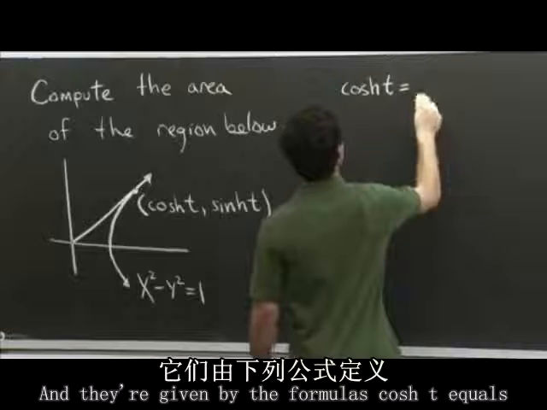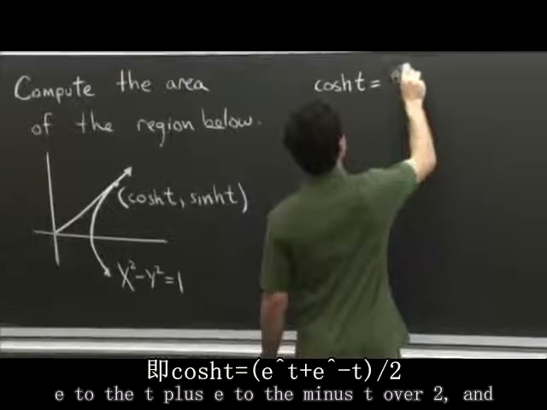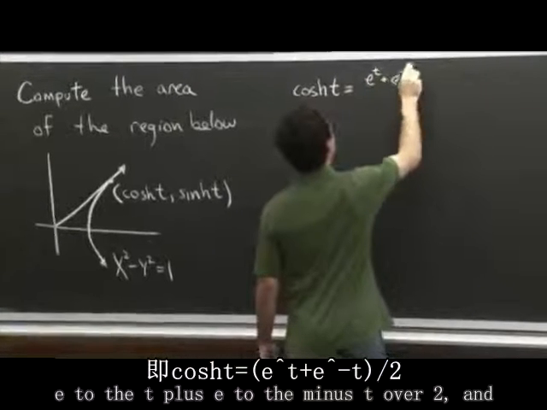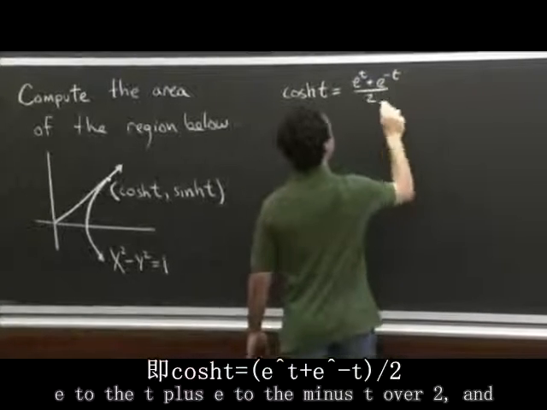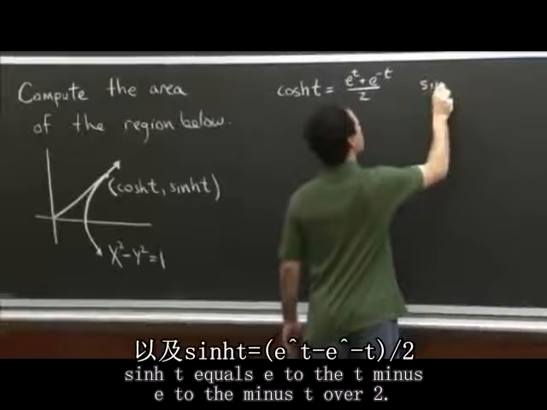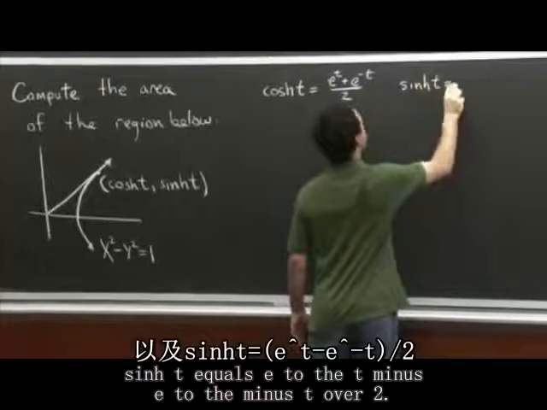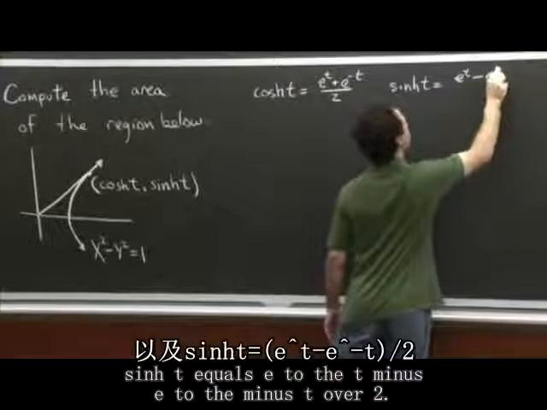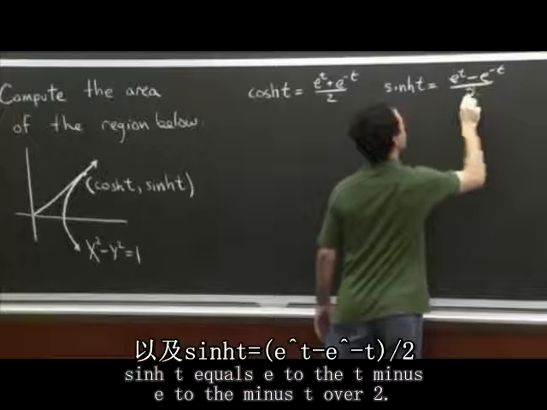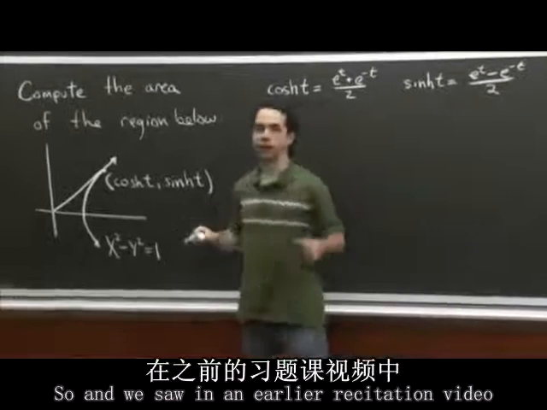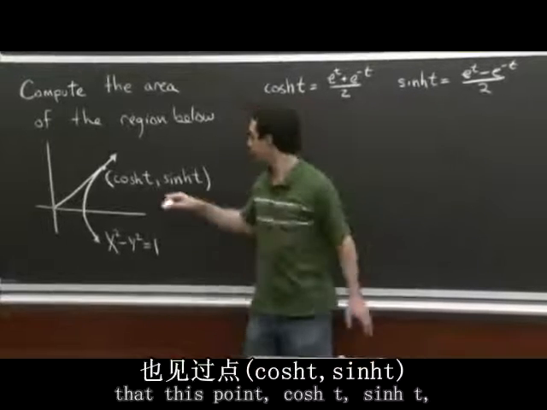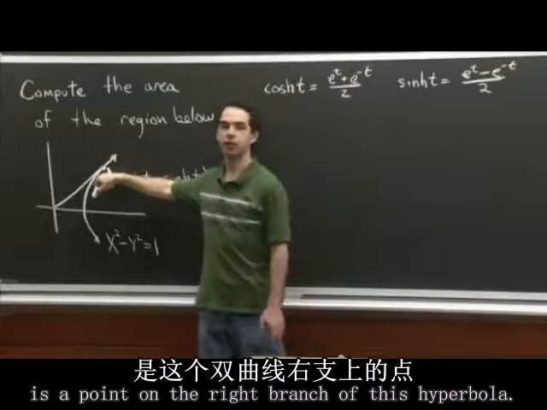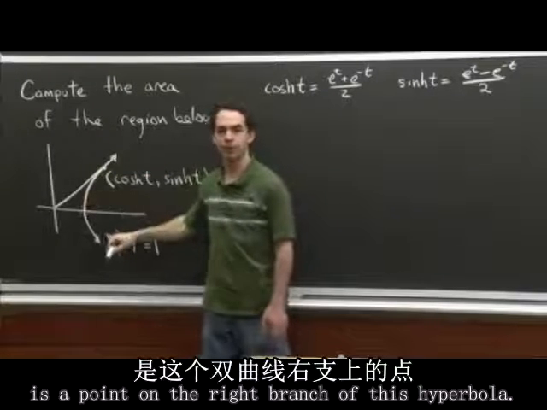cosh t equals e to the t plus e to the minus t over 2 and sinh t equals e to the t minus e to the minus t over 2. And we saw in an earlier recitation video that this point, cosh t, sinh t, is a point on the right branch of this hyperbola.